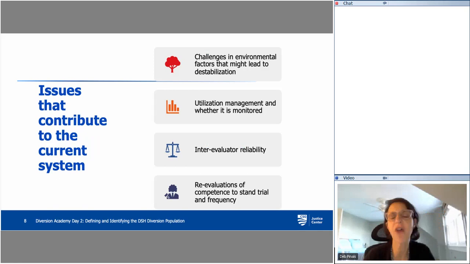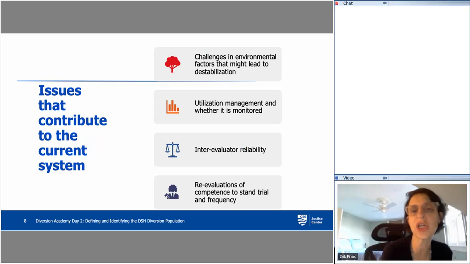We know that in the environment that people live in, whether it's in the community or even once they're hospitalized, or if they're incarcerated or held in jail, there are many environmental challenges that can lead to destabilization. I can't tell you how many cases I've consulted on over my career where an individual unravels in some setting after being stable in another setting. I don't have to tell you that, you all know that. There's also this challenge of utilization management that it's really not monitored as much in forensic processes, again, because of some of the legal rules of people needing to go through that criminal pathway.